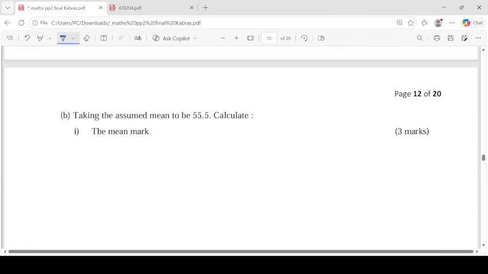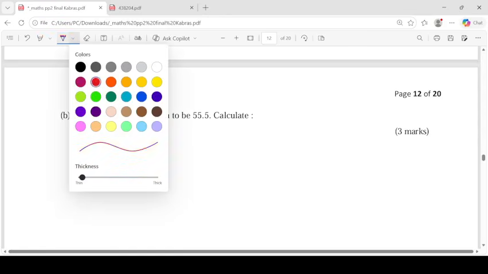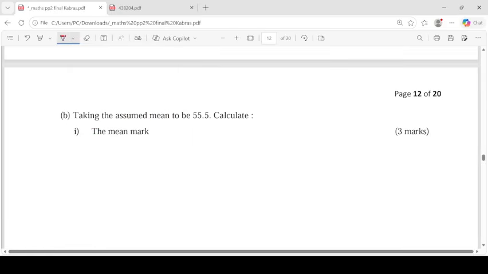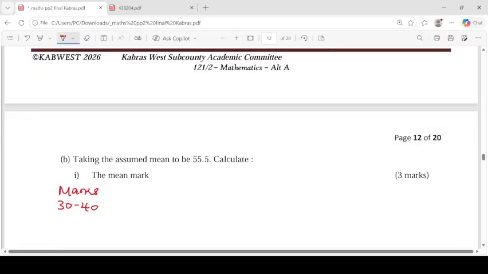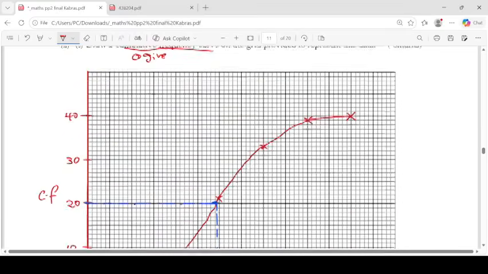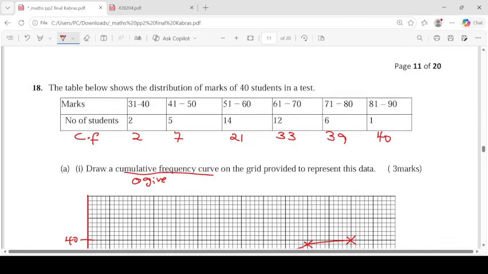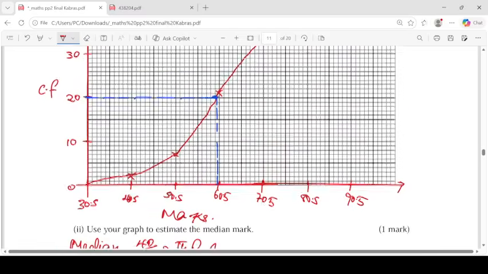Part B, taking the assumed mean as 55.5, calculate the mean mark. For us to get the mean mark, remember we had a table for marks. Let me just have here the column for marks. We had 30 to 40, 40, sorry, not 30. It was, let me see, 31 to 40 all the way up to 90.